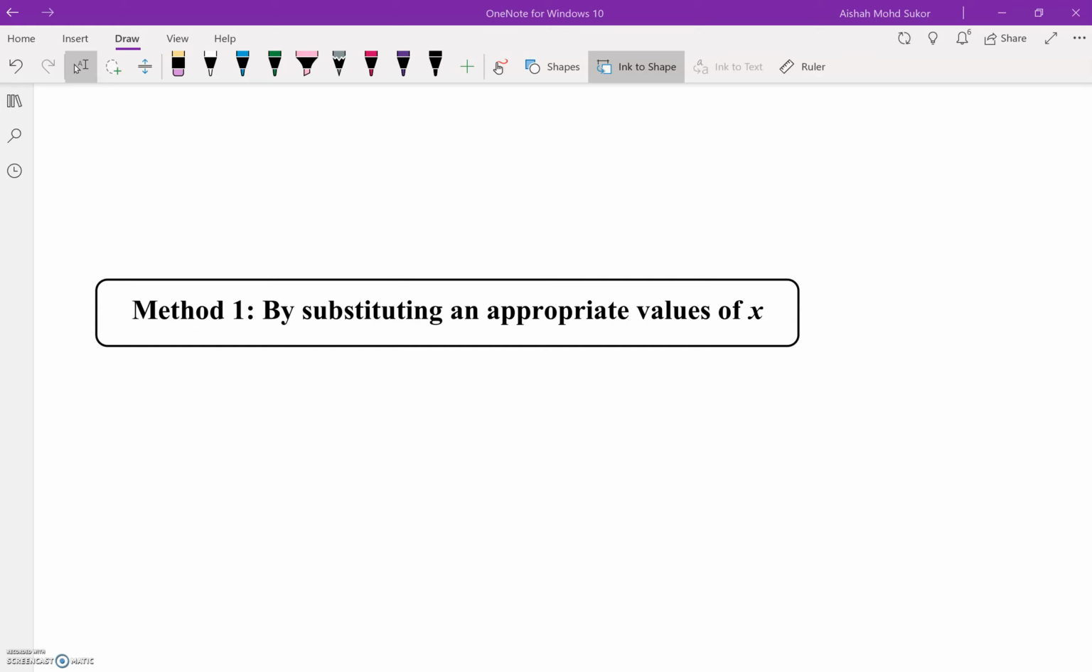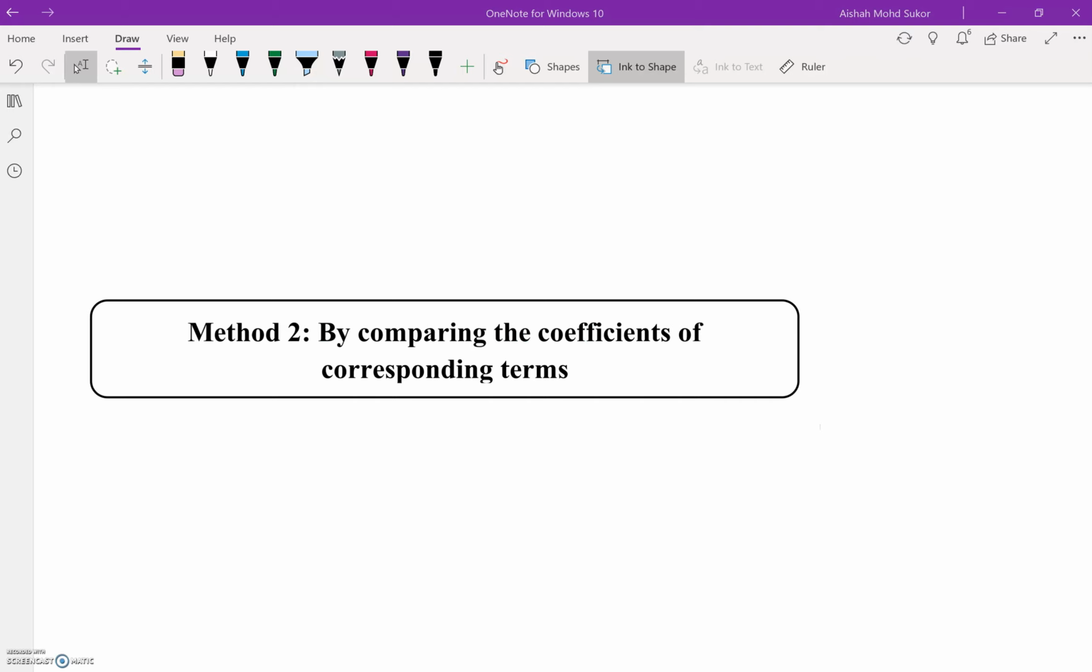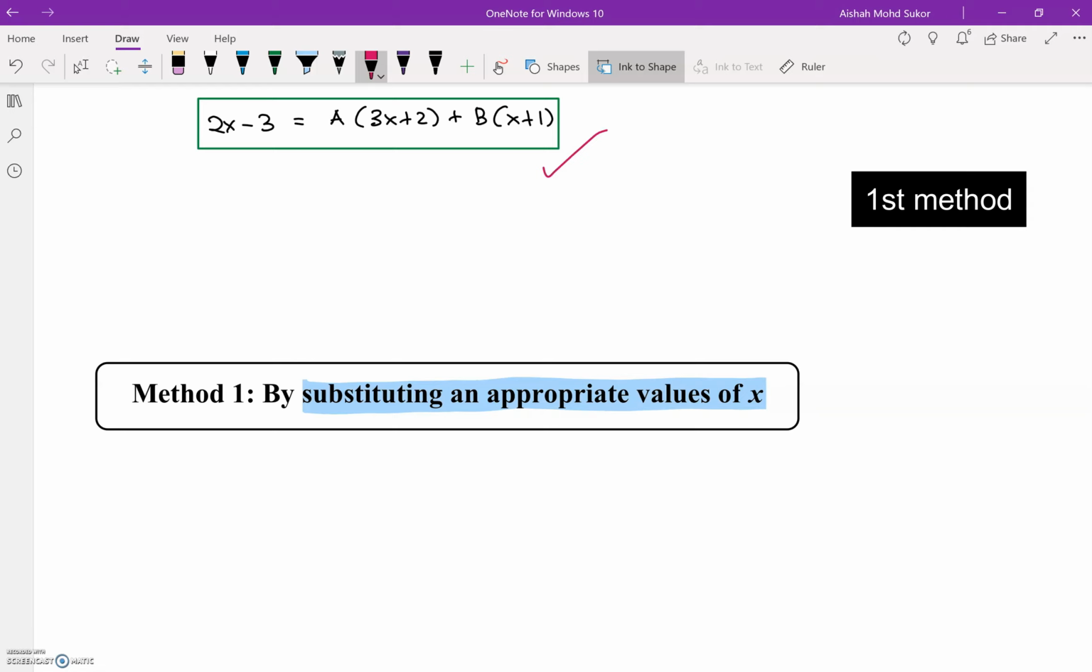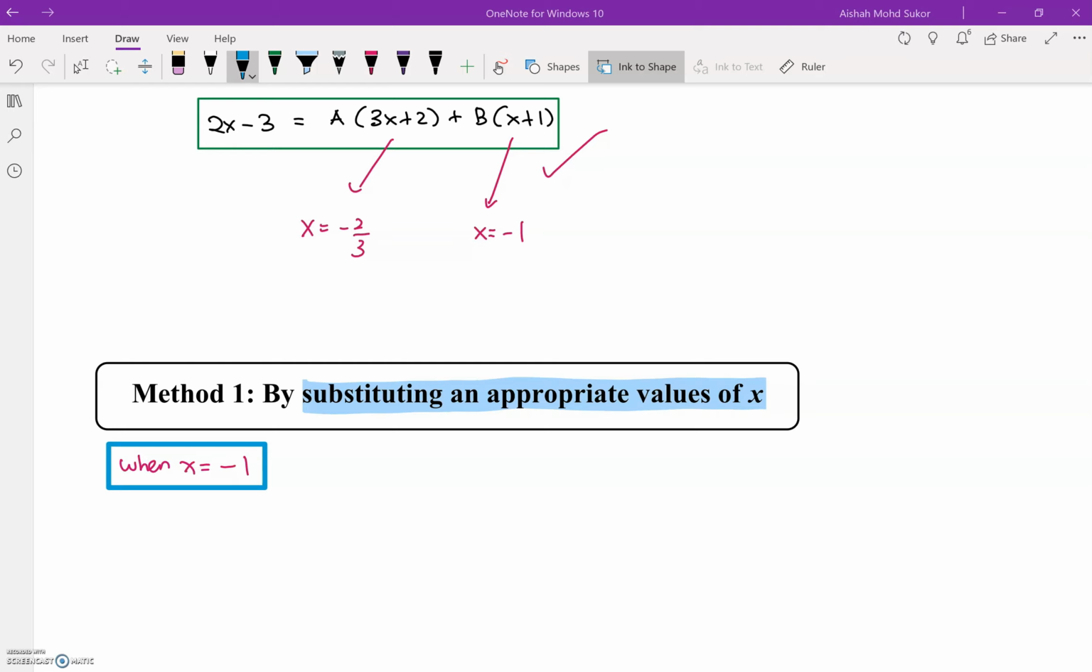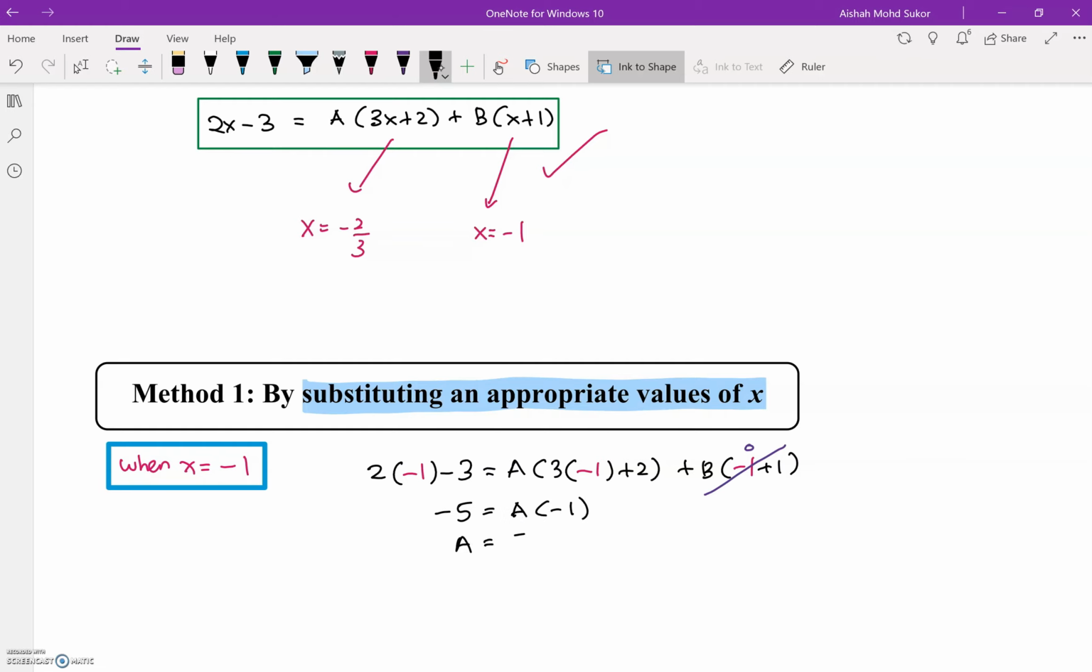There are two methods that we can use to find the values for A and B. The first method is by substituting appropriate values of x. The second method is by comparing the coefficients of corresponding terms. By looking at this equation, we can choose x to be -2/3 and -1. When x equals -1, this term will be 0. So we have A is equal to 5.